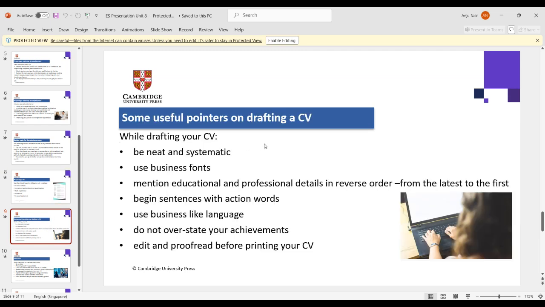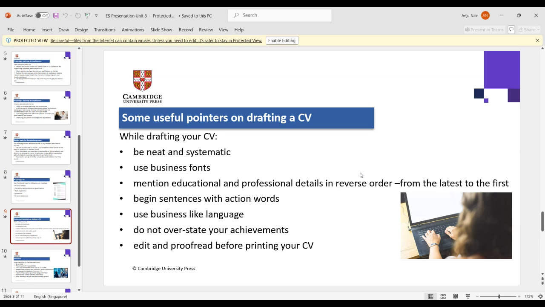Then drafting your CV: very neat, systematic. It should be an error-free one. It should be very precise, clear. It should speak about you. Use the fonts that have been prescribed, 10 to 12 Times New Roman. Then mention educational and professional details in the reverse order, that is, in the descending order, not in the ascending order.